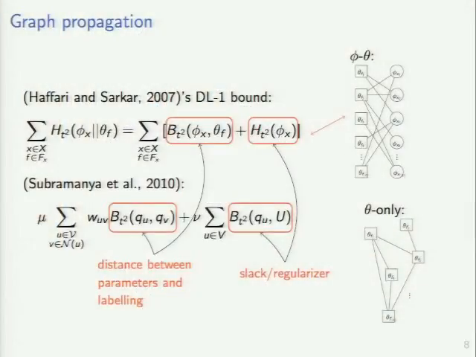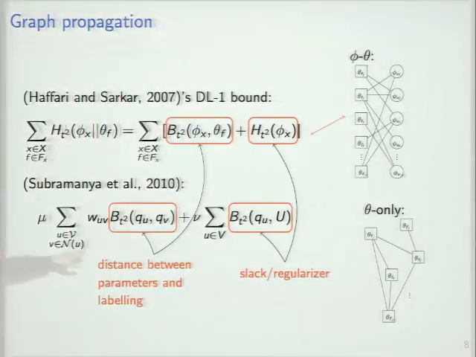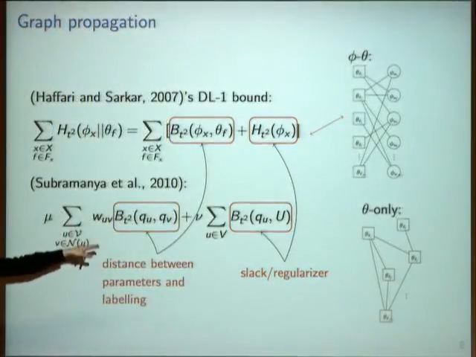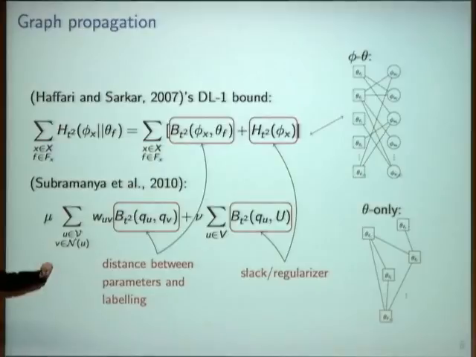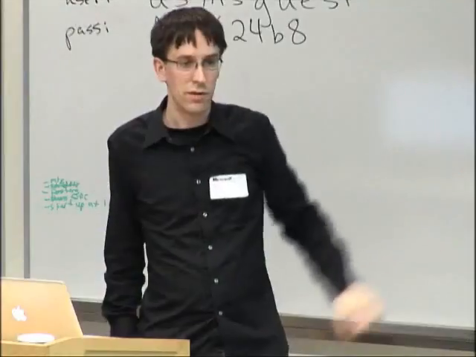Alternatively, we can not use that motivation from Haffari and Sarkar, but we can just do graph propagation over the thetas, the parameters, where we take co-occurrence in an example to be adjacency. So it's not as well motivated from that work, but it sort of corresponds to what Subramanya et al. do.